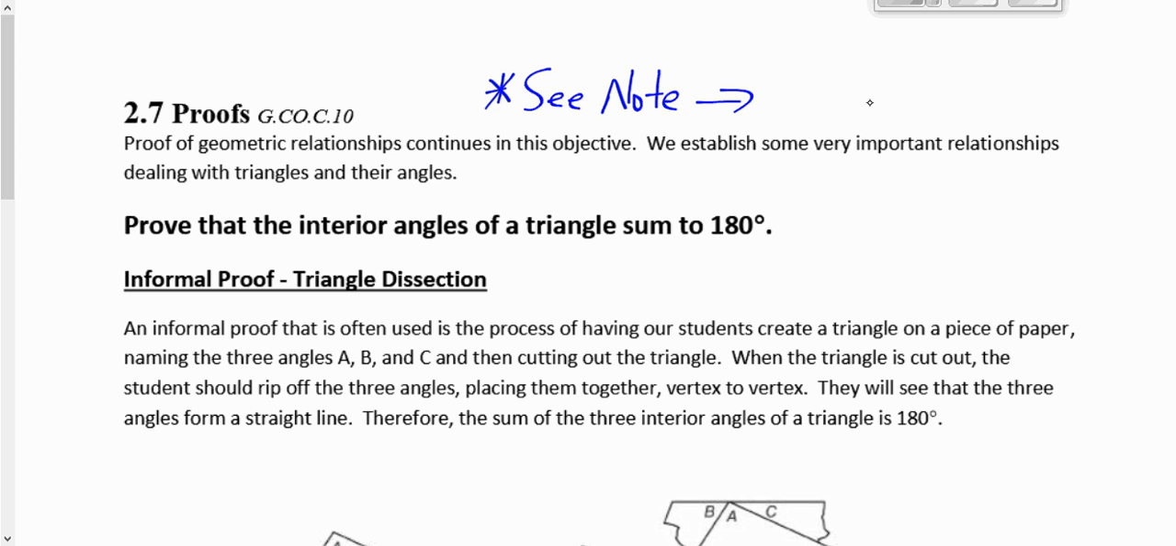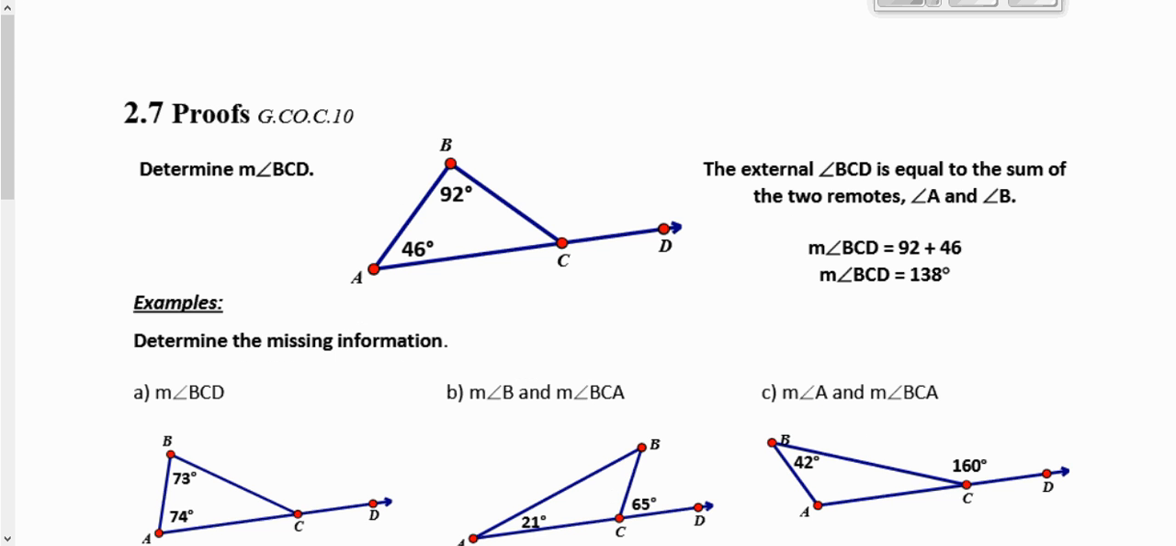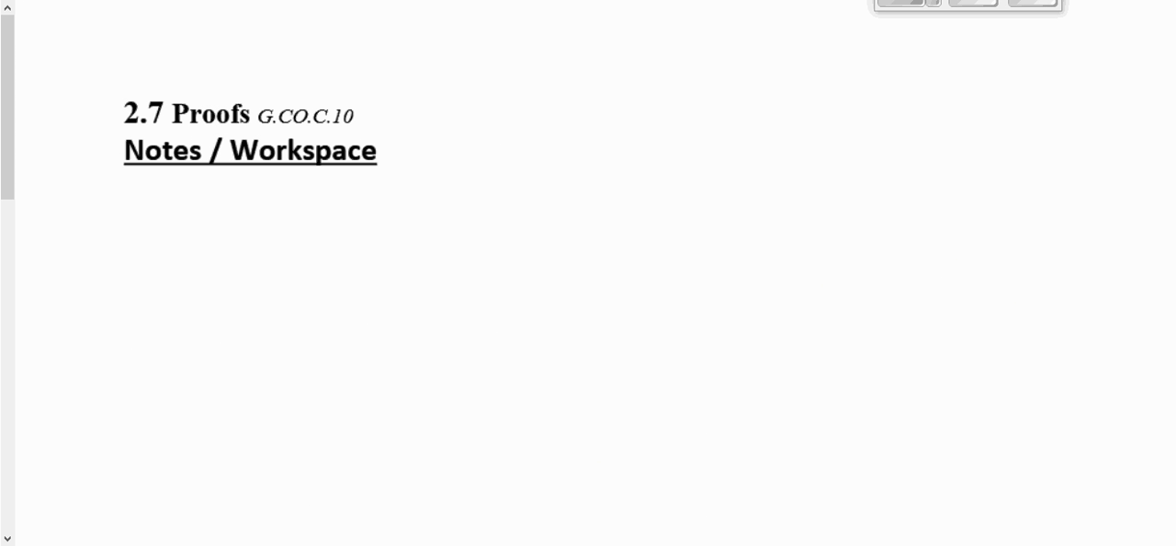All right, so let's go to the notes page. What I give you here, you want to know where it is in your book because it's going to be useful in certain proofs.